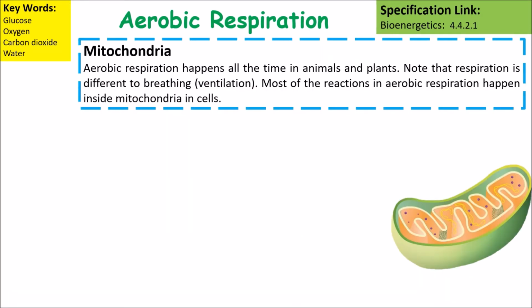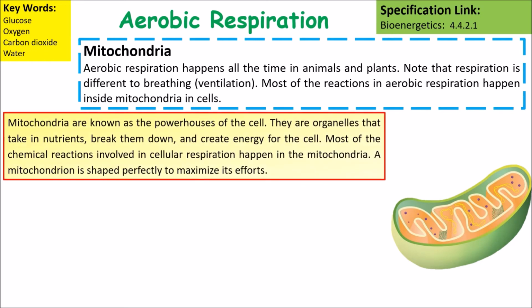Aerobic respiration takes place in mitochondria within living organisms. So mitochondria, you can almost think of them as the powerhouses of the cells, because this is where respiration is taking place.